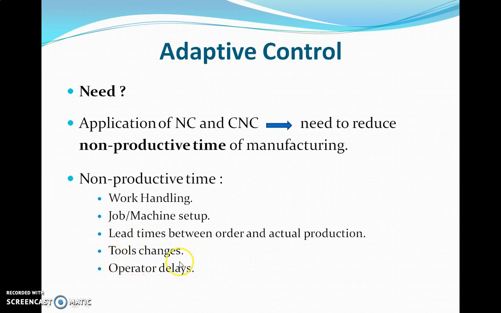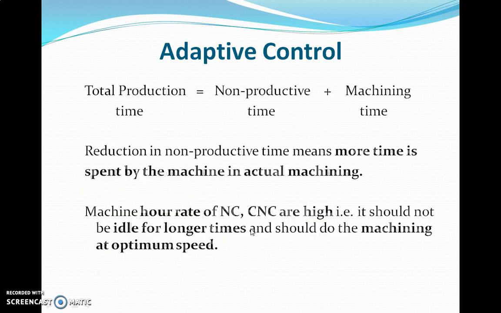Also, tool changes are going to affect the non-productive time, and of course the human factor will also play a very big time-consuming role. So operator delays are one major factor. Most of the things are now in place wherein you can put this under constrained conditions, so you can reduce the non-productive time as and when you want to.